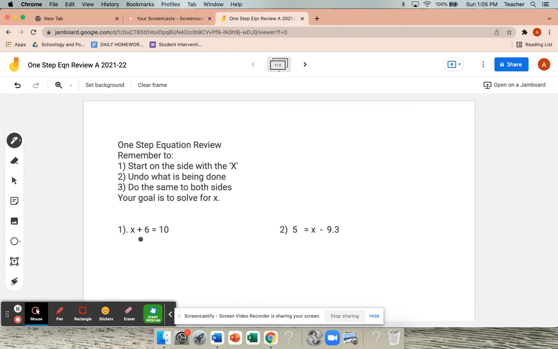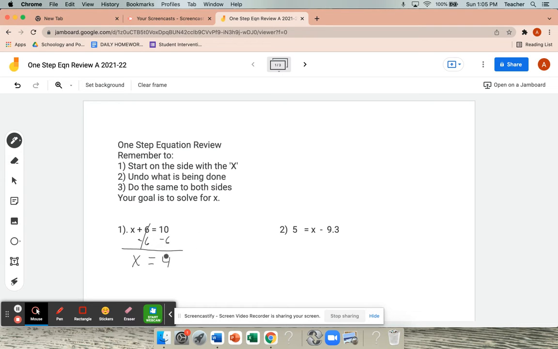So on the first one, we have x plus 6 equals 10. So we're going to subtract 6. We're going to do the opposite or the inverse operation. The opposite of adding is subtracting. So this equals 0, so we get x left on the left side, and 10 minus 6 is 4.